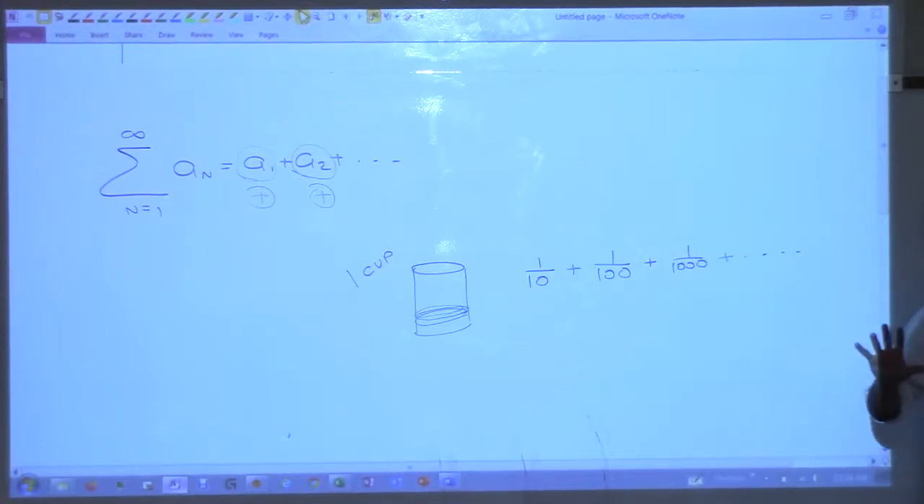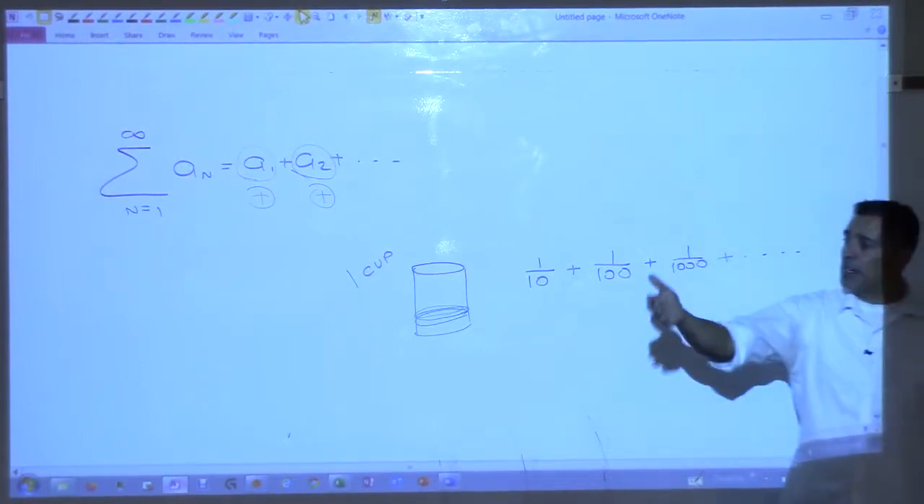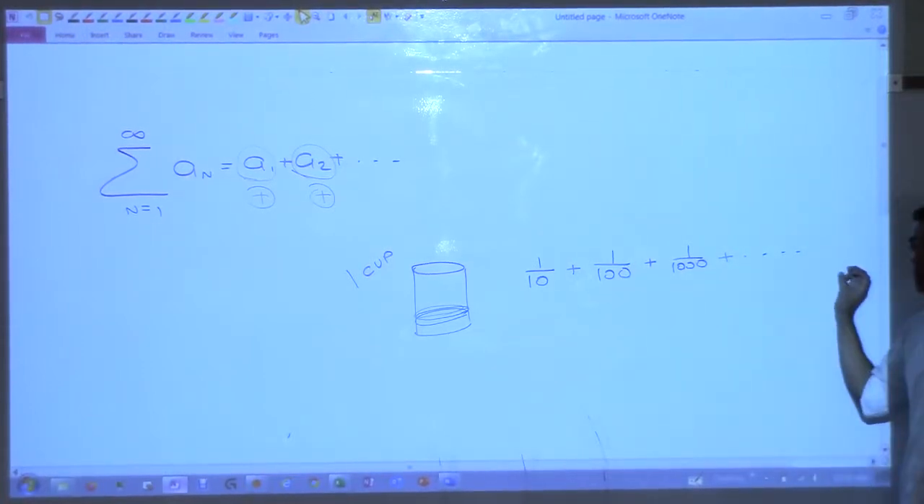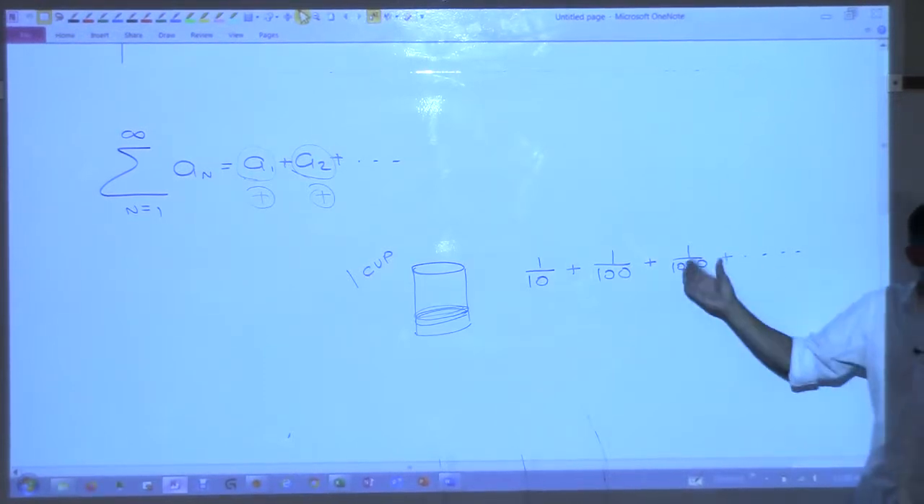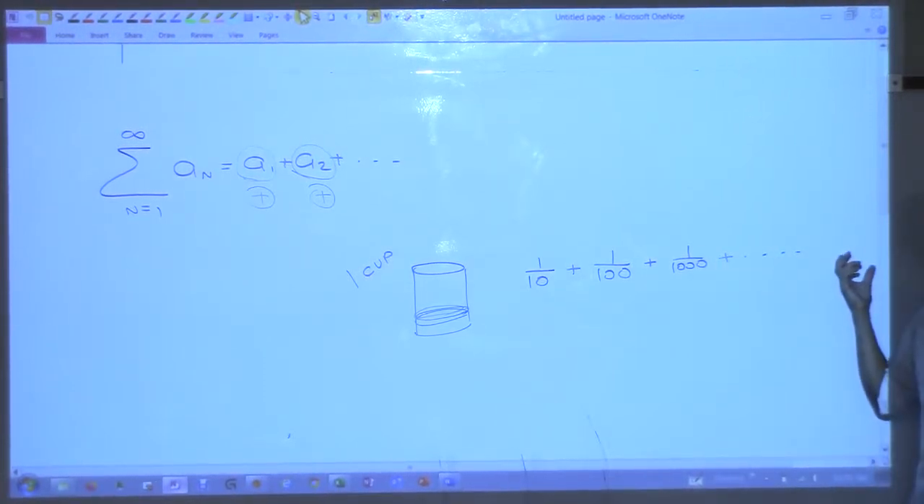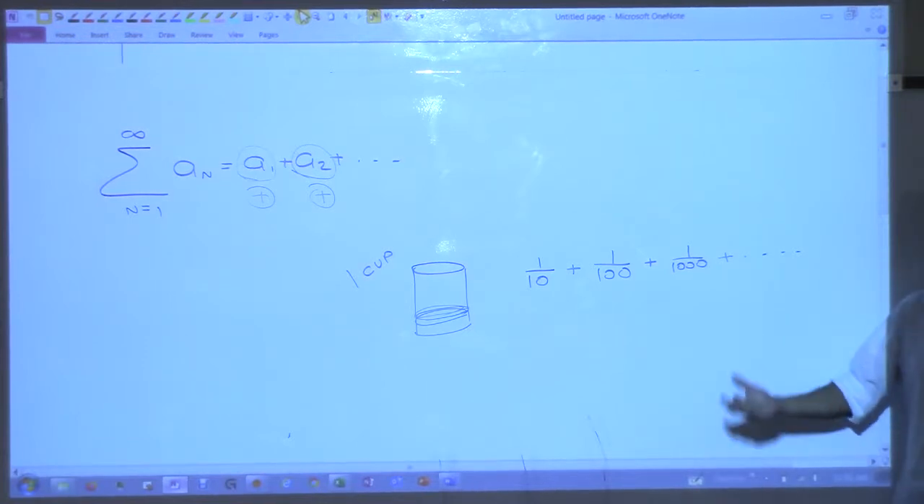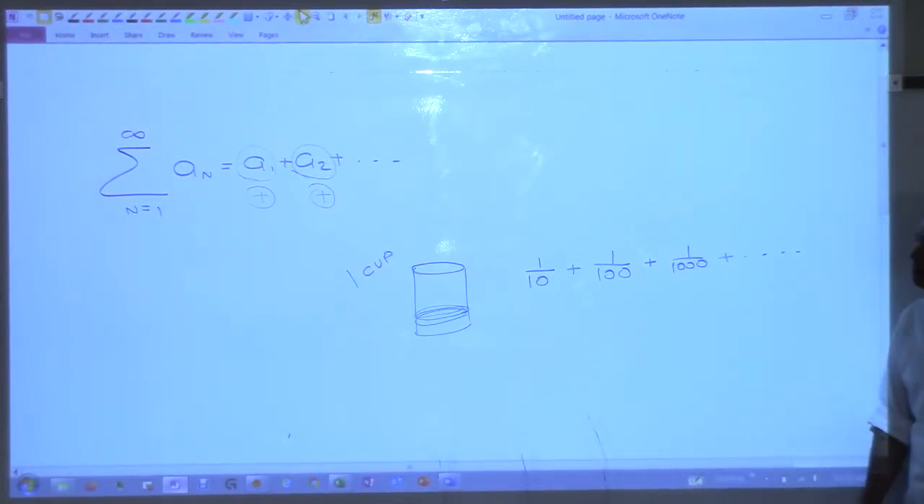No evaporation. This is a perfect container. Obviously, there's no such thing as a perfect container with exactly 1 cup volume, right? But in theory, would this overfill? So one argument is no, because these are getting smaller, okay? And the other argument is that eventually it will, because you're adding forever. Any other sort of arguments?